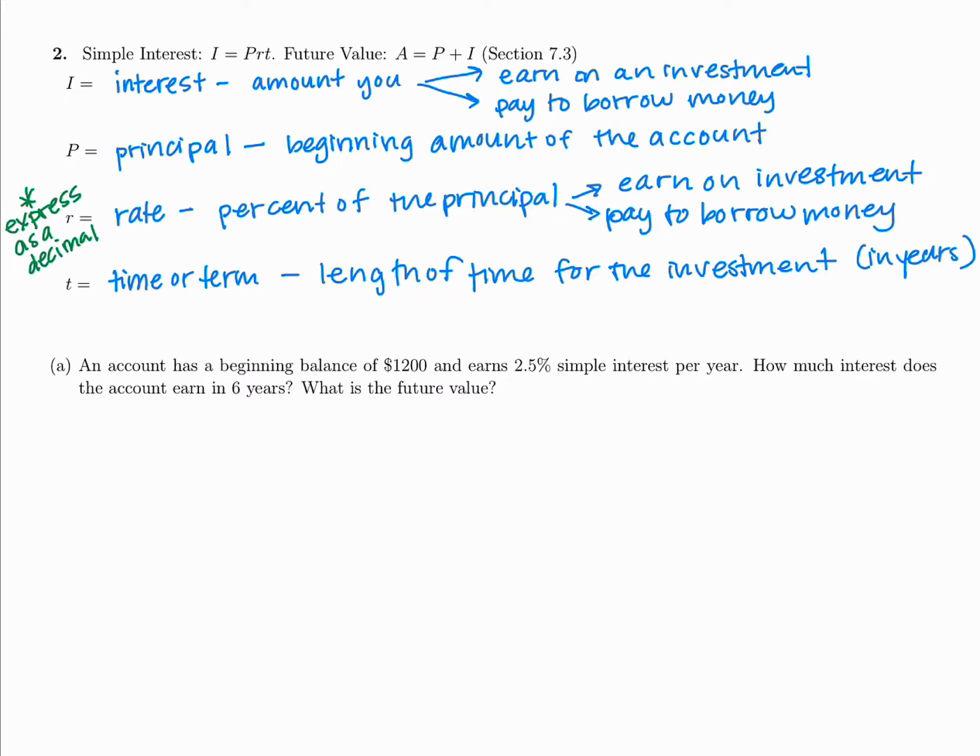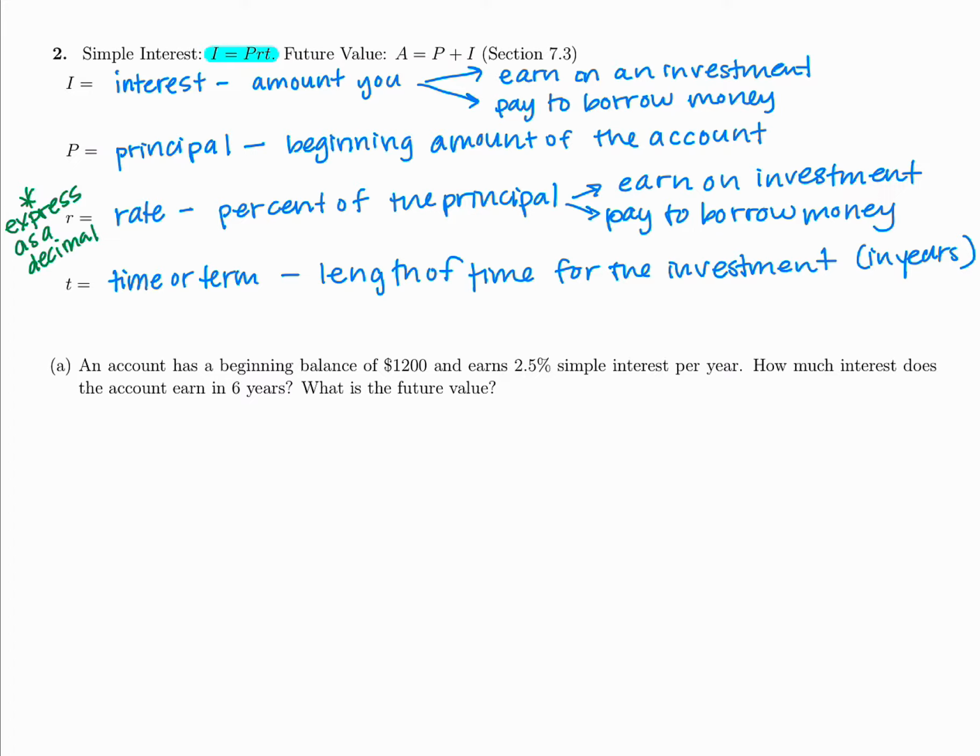Okay, so that's simple interest. And if we look here at the top, our formula for simple interest is I equals PRT. And simple interest is when interest is only calculated off of the principal. So just that beginning amount. We'll look later at situations where interest will be calculated on interest as well. But for right now, simple interest is only calculated on the original amount, only on that principal.